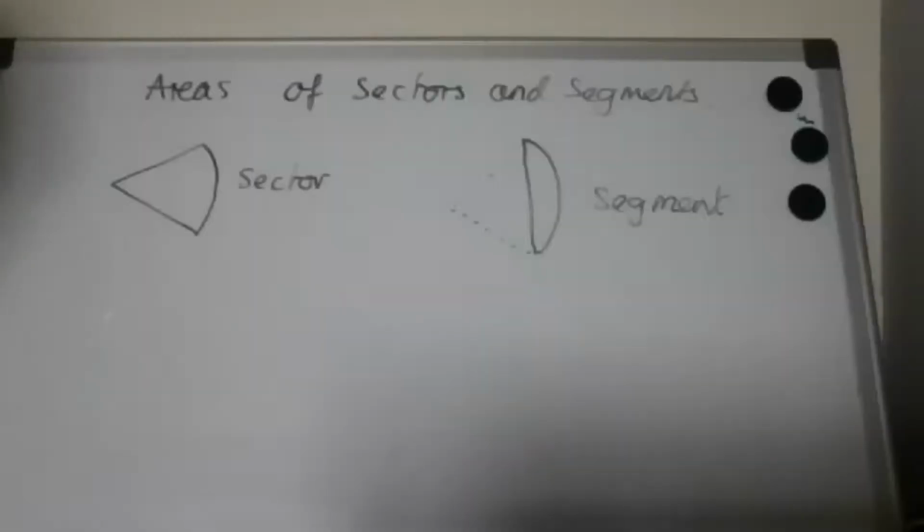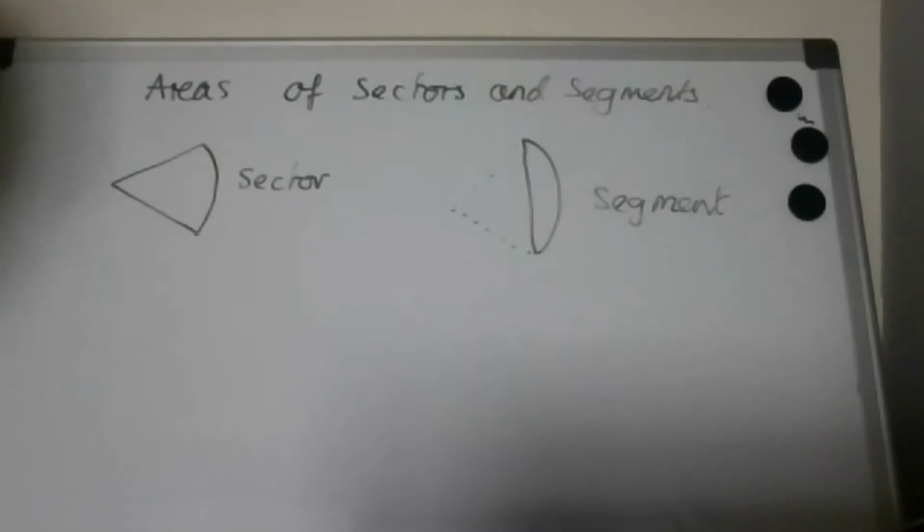This is the fourth video from the Year 2 Pure Book, Chapter 5, Radians. In this video, I'm going to show you how to find the area of a sector or a segment of a circle if the angle at the centre is measured in radians. So there is your title, Areas of Sectors and Segments.